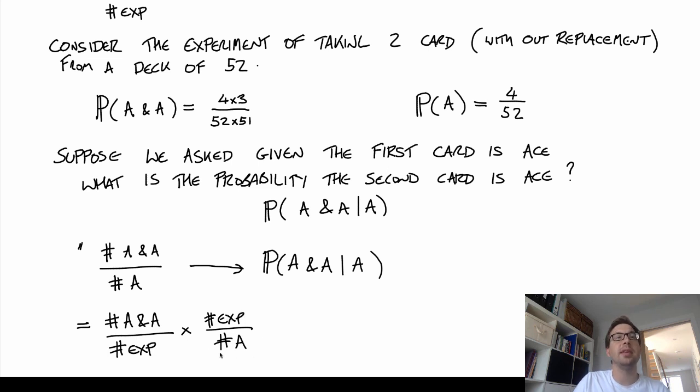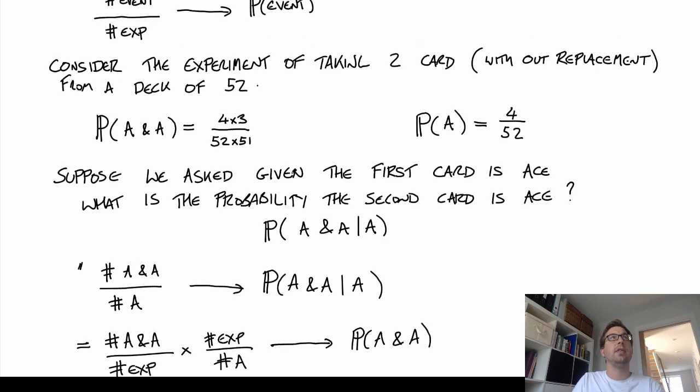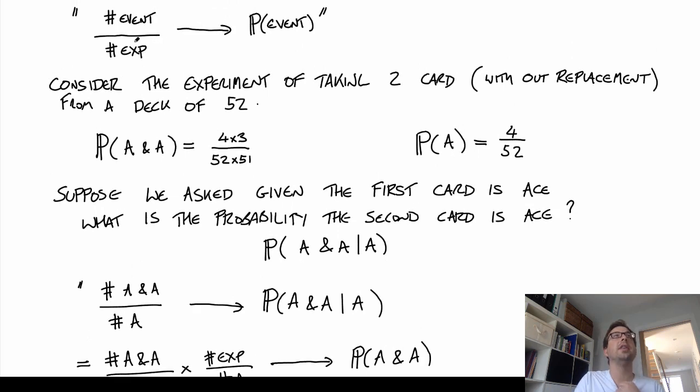As the number of experiments gets bigger and bigger, this is going to converge to the number of aces divided by the number of experiments, and this is going to converge to the number of times we've got two aces divided by the number of experiments. So in total, this is going to go to the probability of ace and ace, because if we look at the number of times our ace-ace event has occurred and divide by the number of experiments, it converges towards the probability.